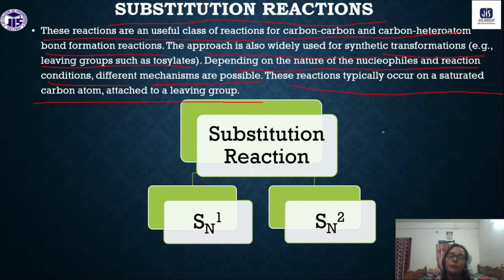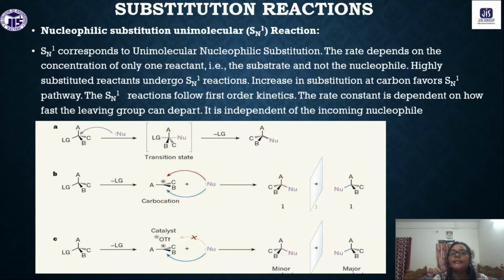Based on the mechanism, there are two types of substitution reaction that we have. One is SN1 and the second one is SN2. These are the two types of substitution reaction. Now what is SN1? SN1 means nucleophilic substitution unimolecular reaction. The 1 means unimolecular. Nucleophilic substitution unimolecular reaction is called the SN1 reaction.